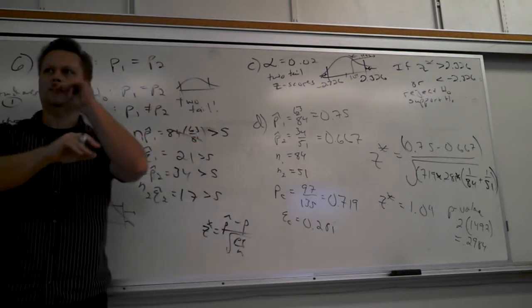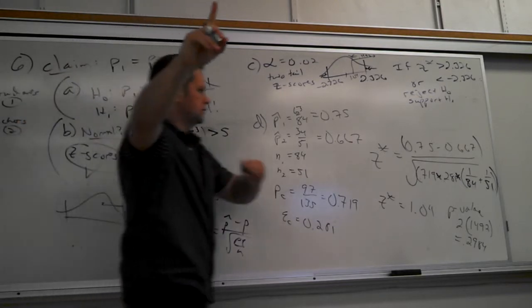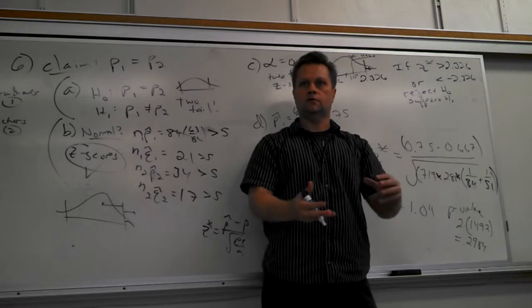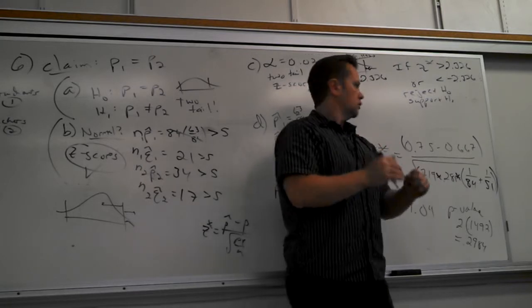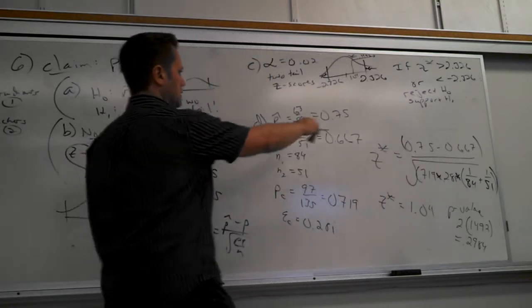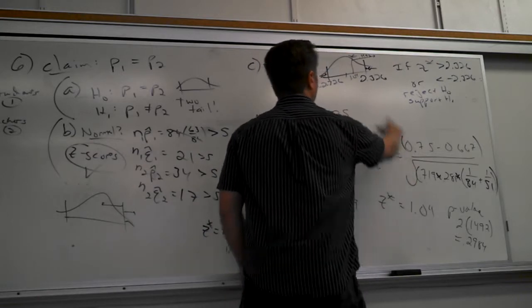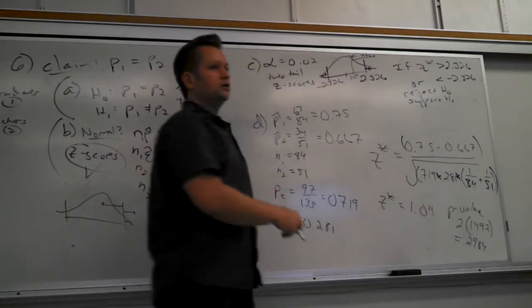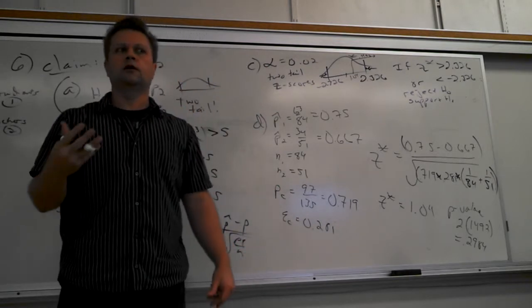If this would have been a one-tailed test, then that would have been my p-value. I just doubled it because it's a two-tailed test. So what's my conclusion then? What can we say right here? Did we make it far enough away? No. Is the p-value less than alpha? No. So both of those always have to agree.